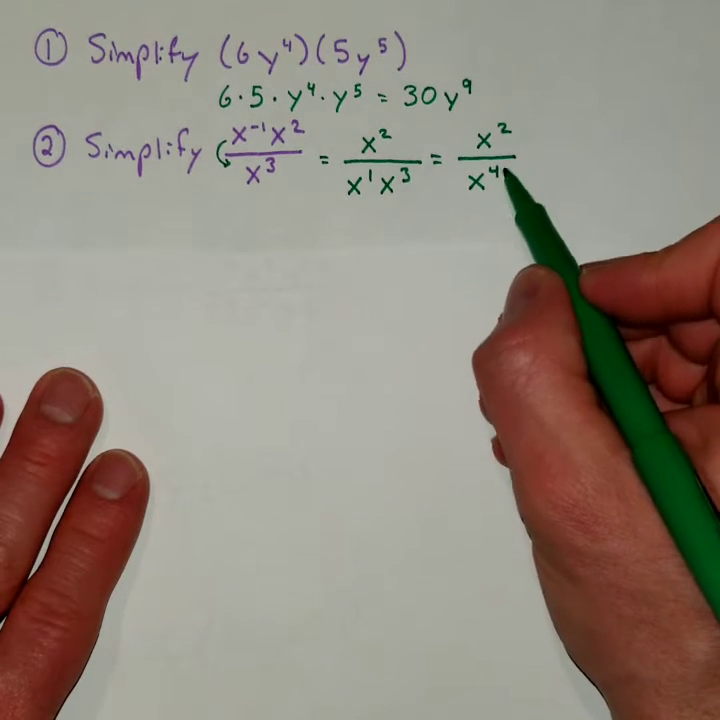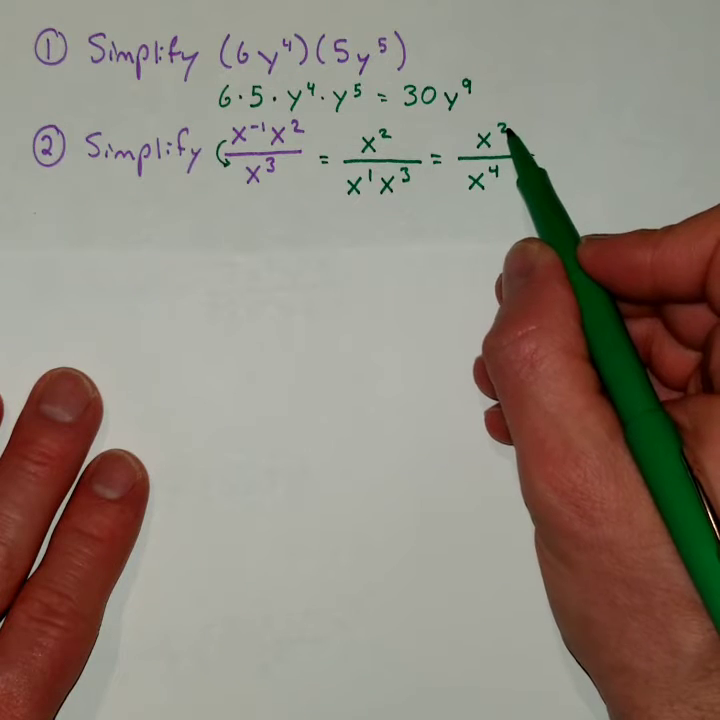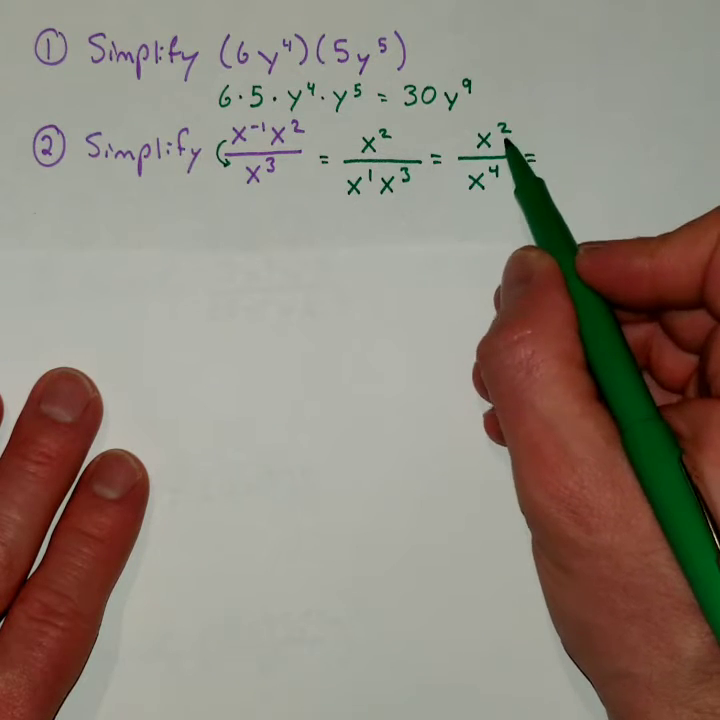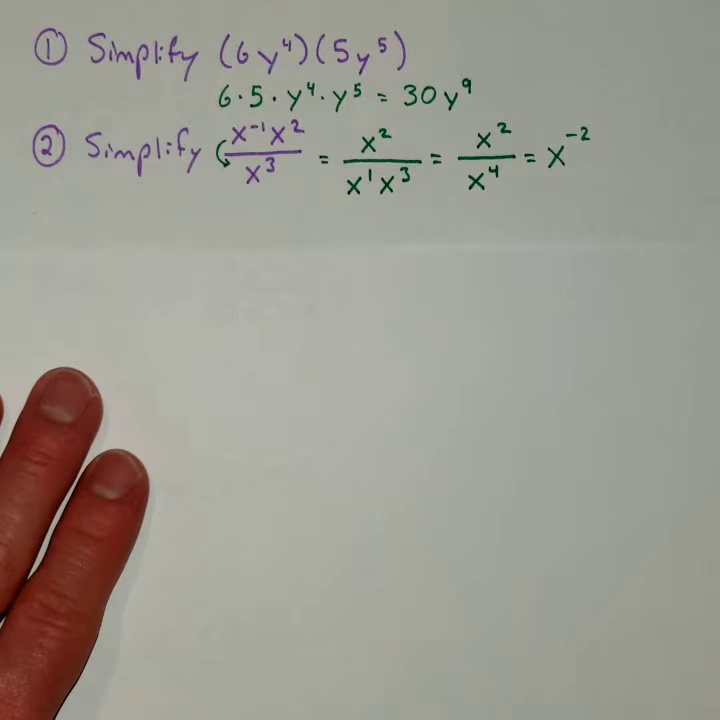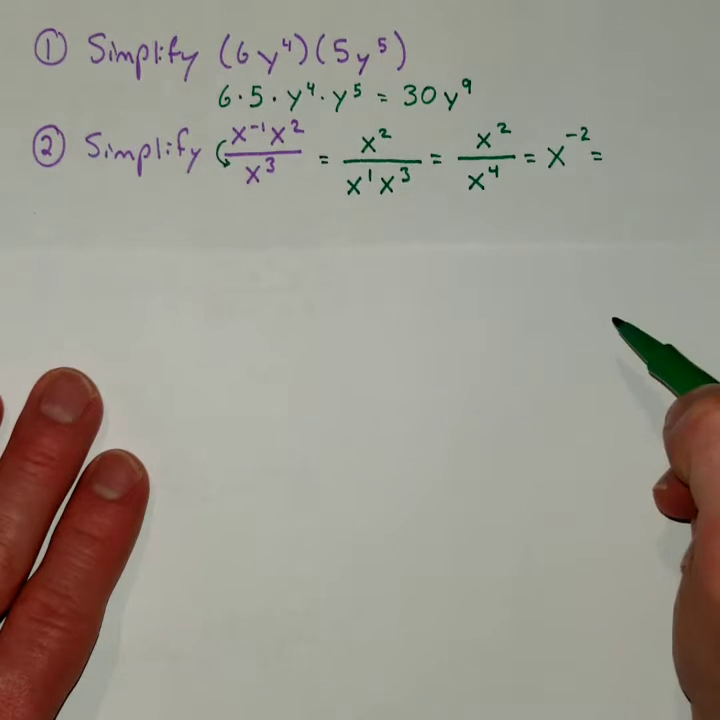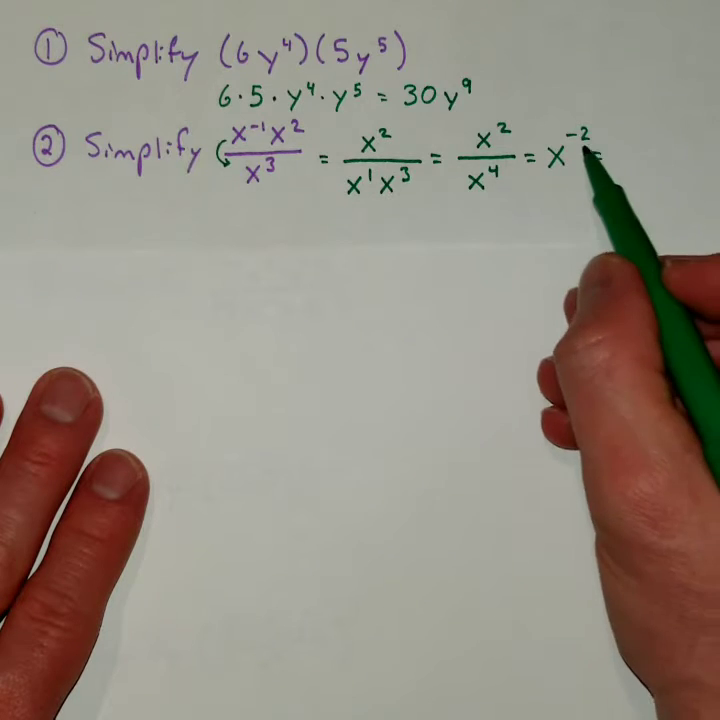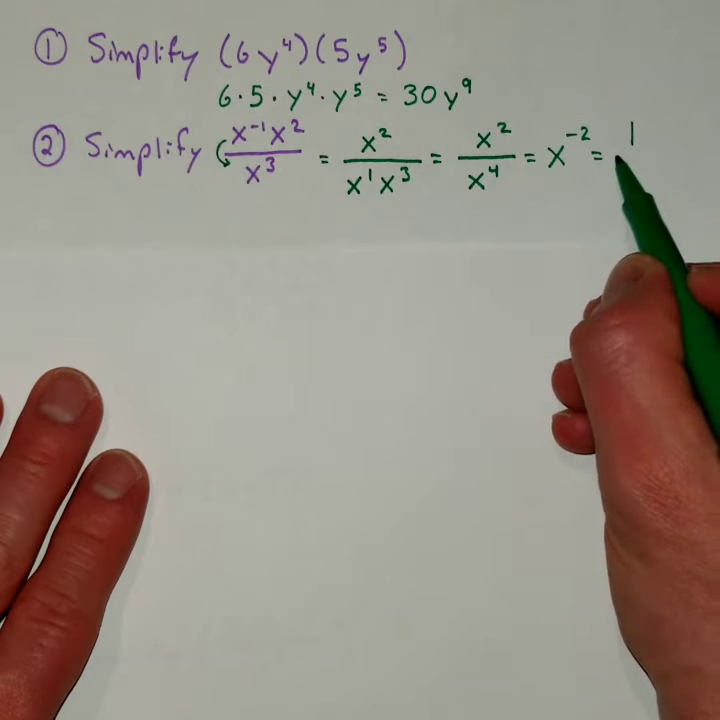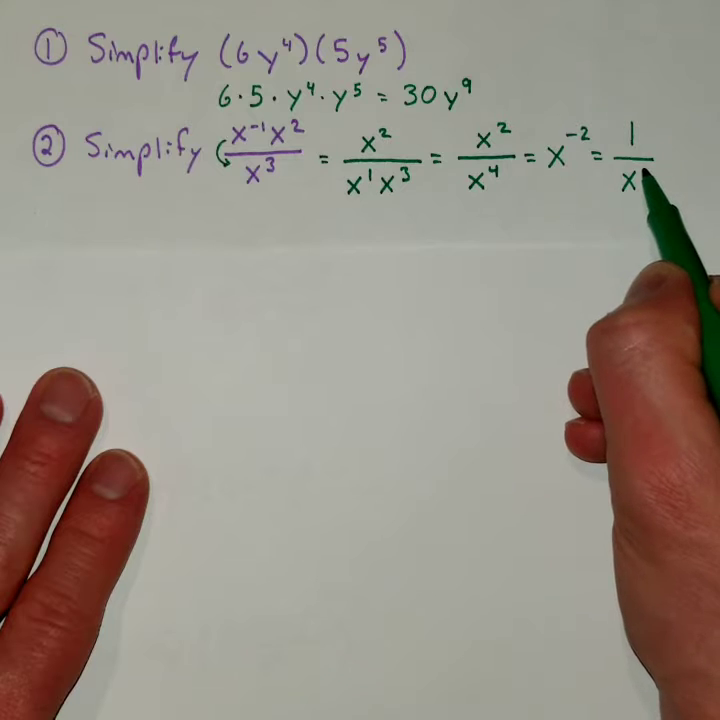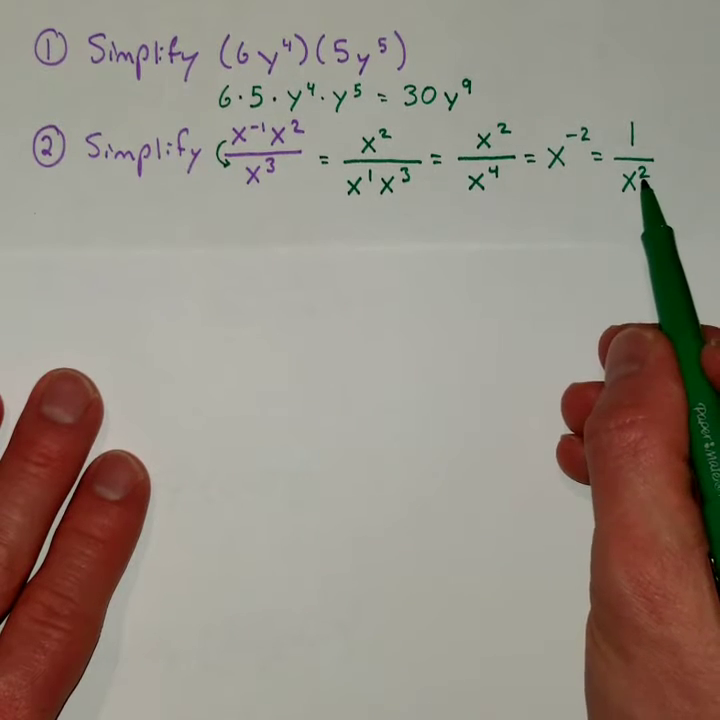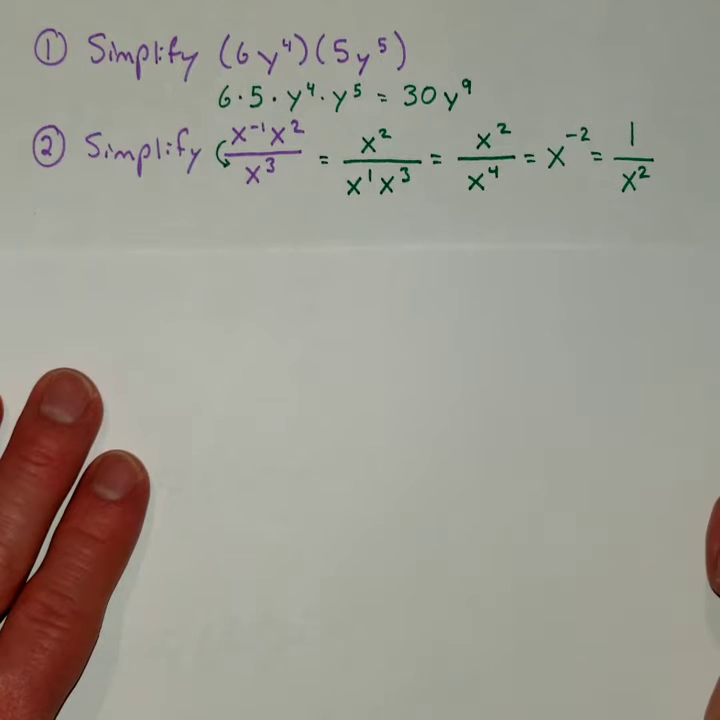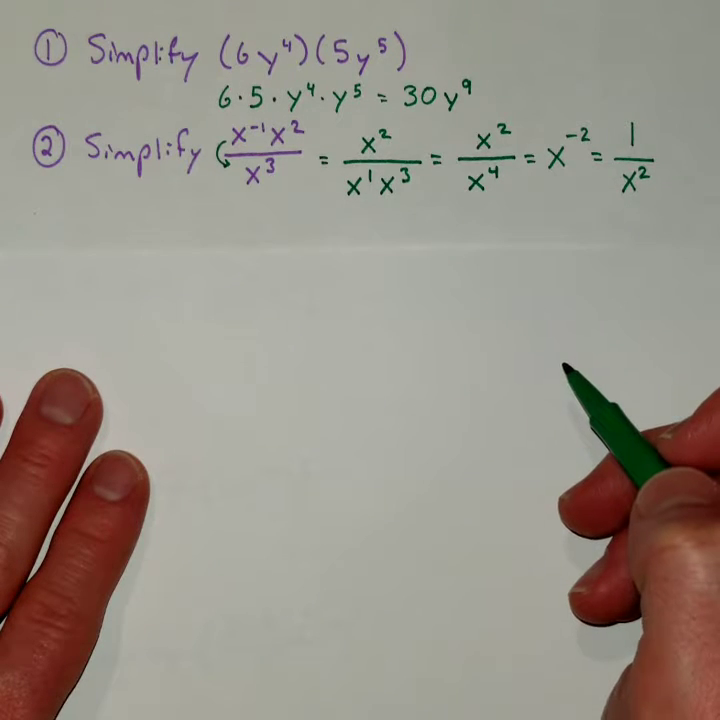And now using the quotient rule, I can subtract my powers. 2 minus 4 is x to the minus 2, and of course using my last negative exponent rule, I can write x to the minus 2 as 1 over x squared. Our answer should always end up with positive powers, no negatives and no zeros.